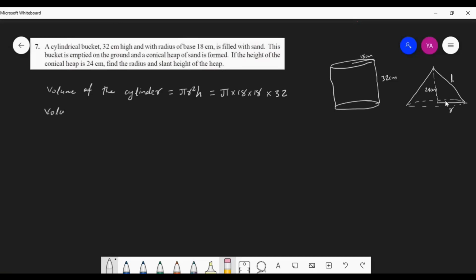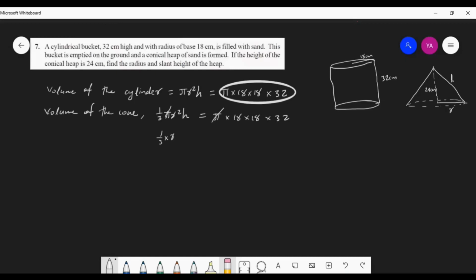And then the volume of the cone, we have the formula 1 by 3 pi r square h. That will be the same as the volume of the cylinder. So you can substitute this volume here. So 1 by 3 pi r square h is equal to pi into 18 into 18 into 32. And here itself we can cancel the pi's. Then we can substitute the given height of the cone, that is 24 centimeter. 1 by 3 into r square into 24 is equal to 18 into 18 into 32. Here 3 in 24, 8 times, right? So this 8 we can take to the right side now.